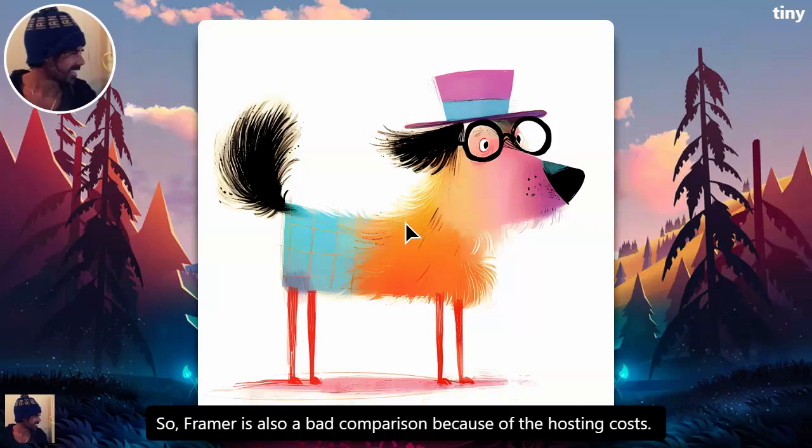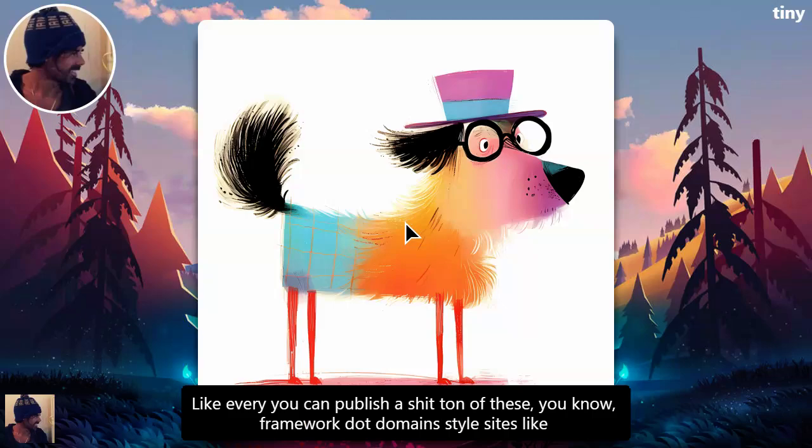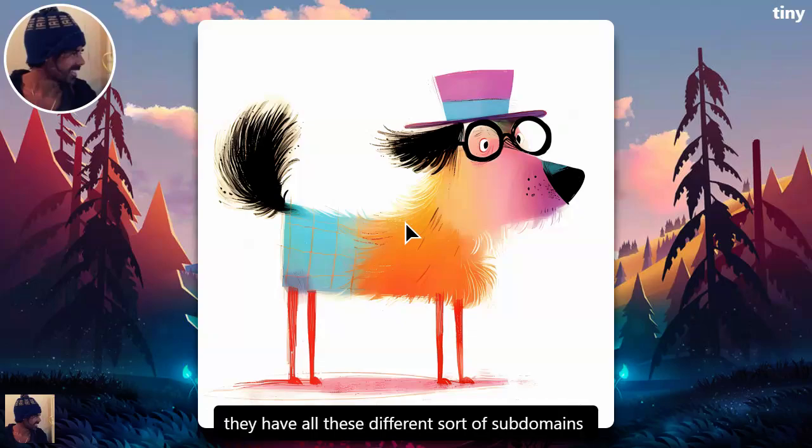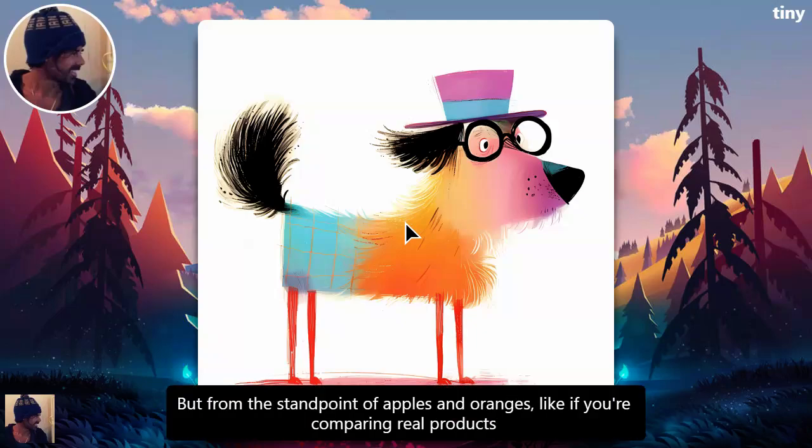Framer is also a bad comparison because of the hosting costs. You can publish a ton of these Framer.domain style sites, like framer.website or yoursite.framer.media. They have all these different subdomains that you can use, and that's great, it's free. And I love Framer. I'm a huge Framer addict. It's a lot of fun for someone like myself, who's a non-designer, to be able to do really cool things design-wise, right?